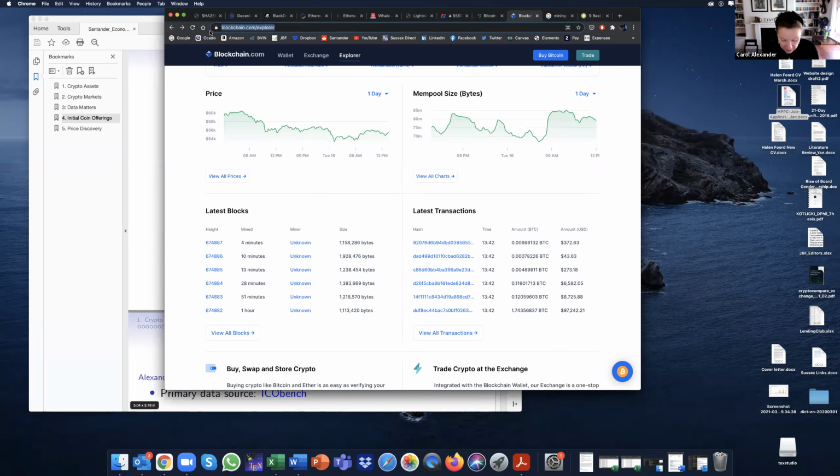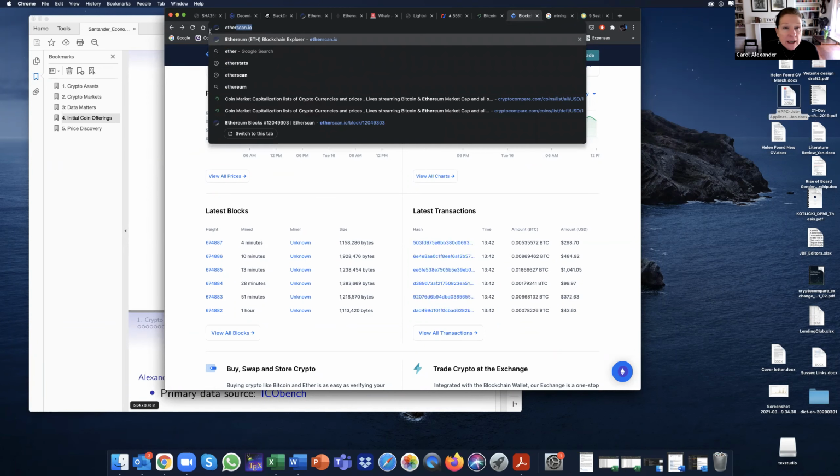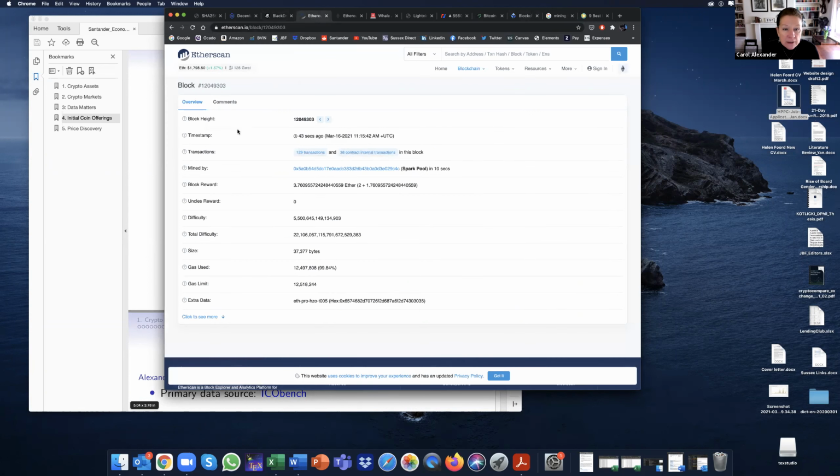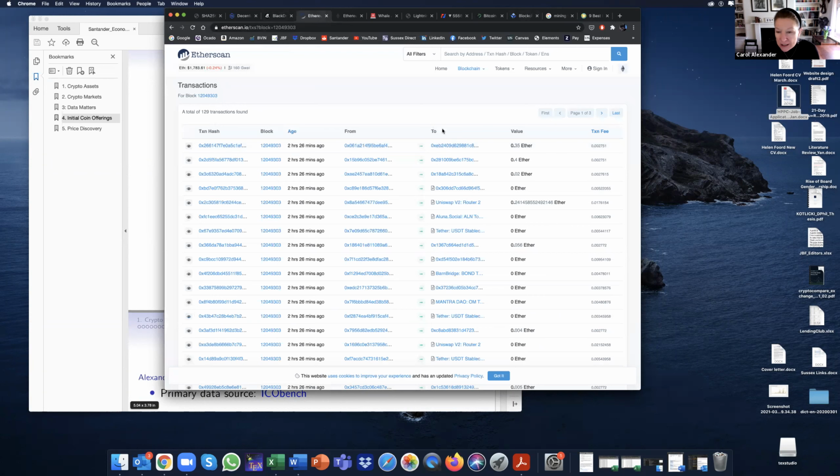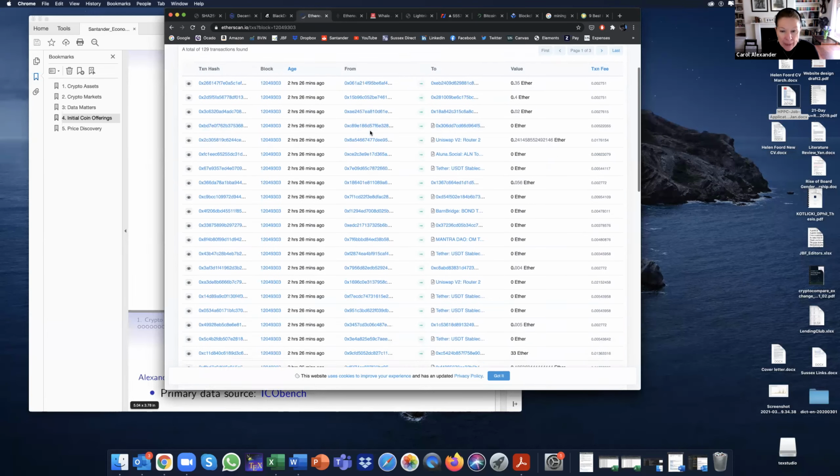I'll go back to, I've got the Etherscan here. Yeah, here we are. So this is a better explorer. These are showing the transactions. And when it says 0 Ether, that's because it's a smart contract transaction, an instruction to do something like transfer a token to a different place on the blockchain.